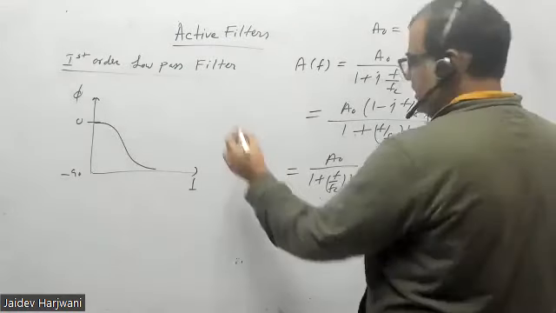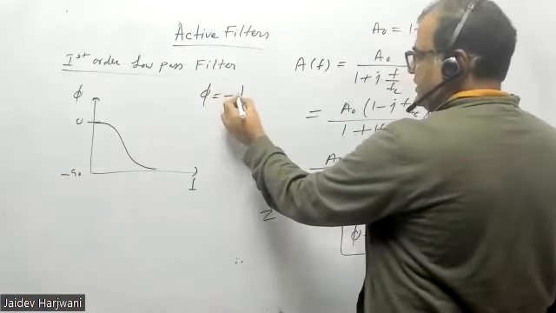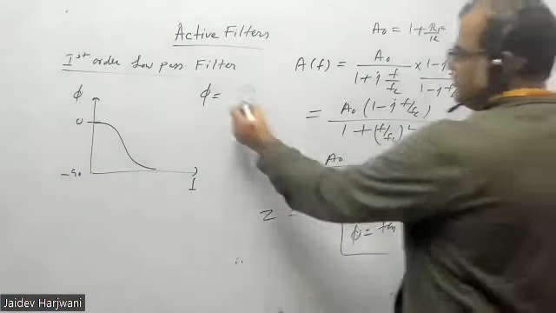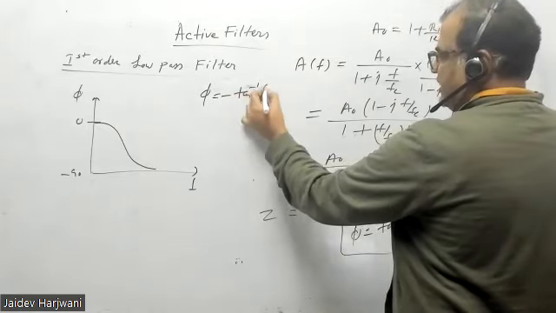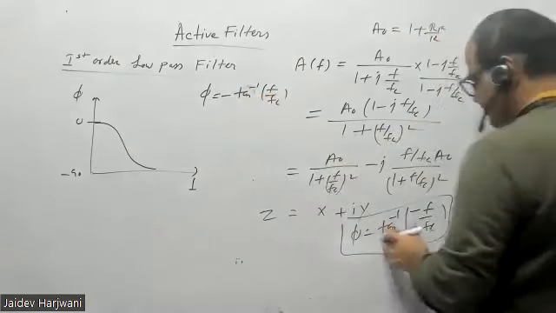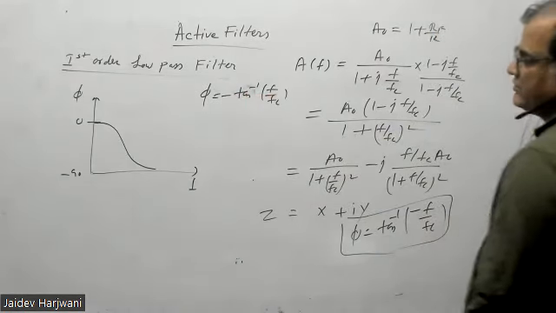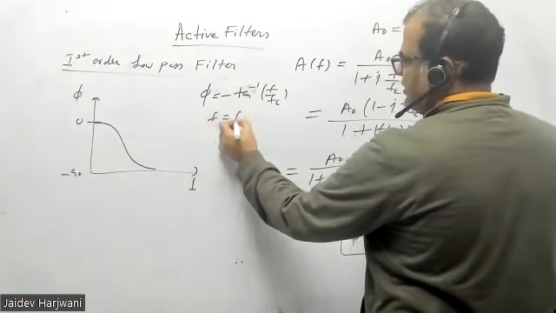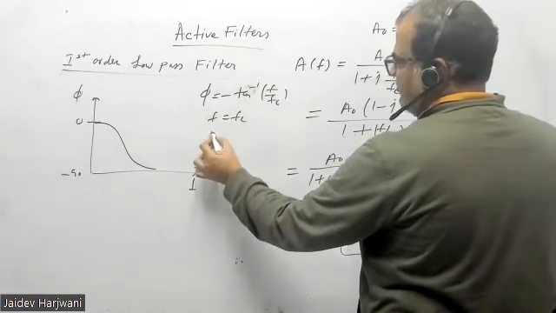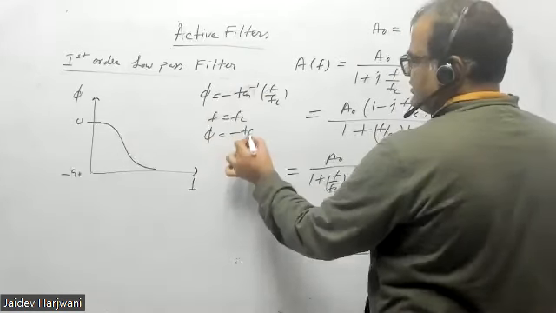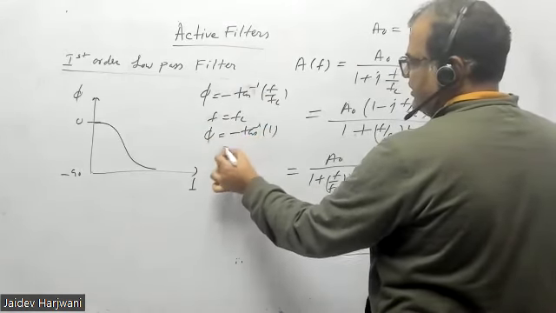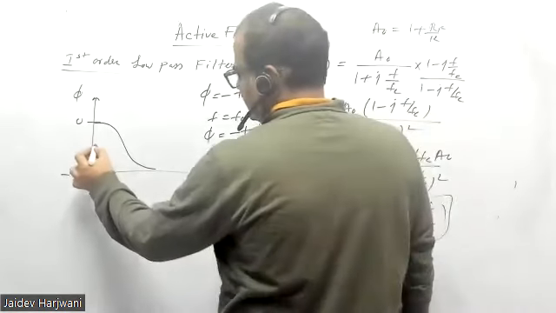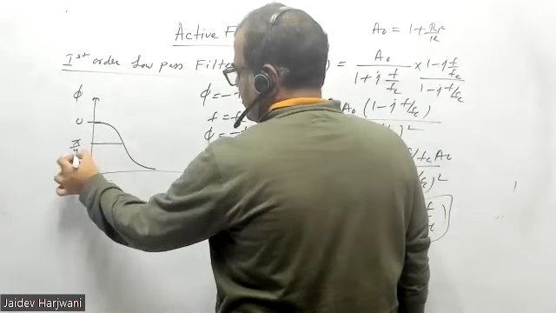For example, if I say this is my phi equals minus tan inverse f upon fc. If you put f equal to fc, then what does phi become? Minus tan inverse 1, that is minus pi by 4. So at f equal to fc, your phase will be minus pi by 4.